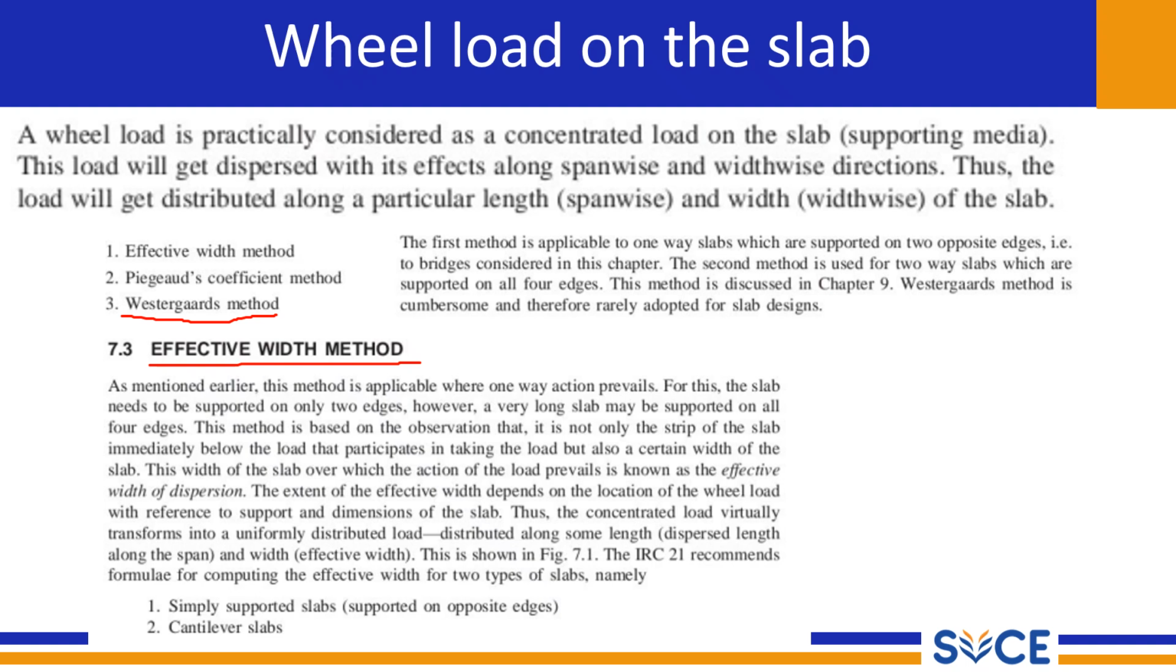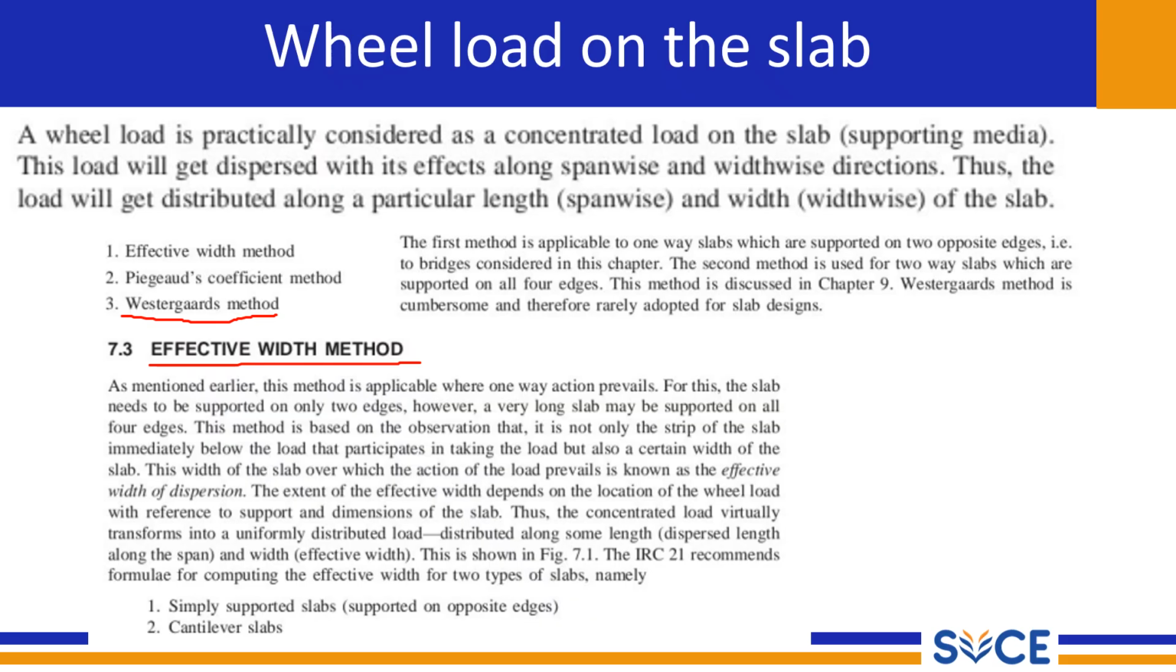So this method is based on the observation that it is not only the strip of the slab immediately below the load that participates in the action, but also a certain width of the slab takes part in the load dispersion. So the width of the slab over which the action of the load prevails is known as the effective width of dispersion. The extent of the effective width depends upon the location of the wheel load with reference to the support and the dimensions of the slab. Thus the concentrated load is virtually transformed into a uniformly distributed load.